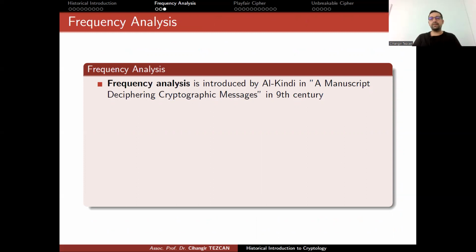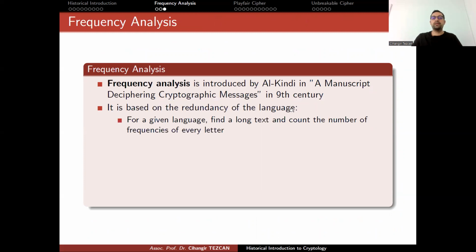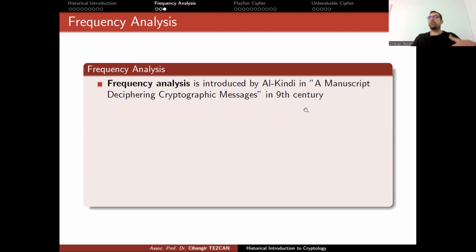Frequency analysis was introduced by Al-Kindi in a manuscript on deciphering cryptographic messages, which was written in the 9th century. So this is, as far as I know, the first cryptanalysis document we have. Historically this is the oldest, and as far as I know, there is a copy of it in Topkapı Museum.